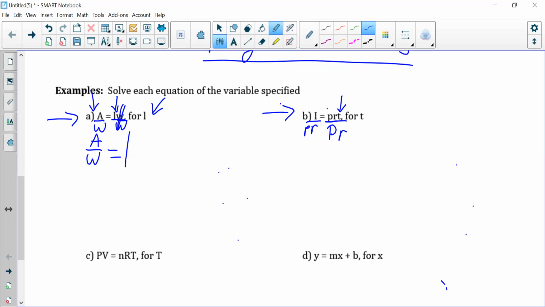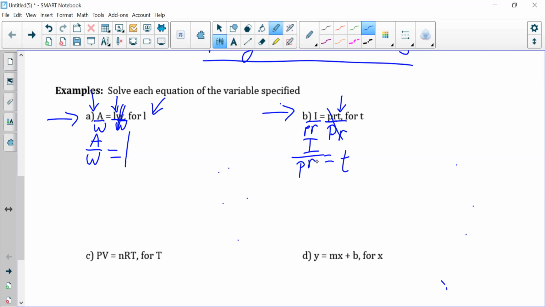P and R cancel over here. That leaves me with just T. What is I divided by PR? Once again, can we figure that out? Do we have numbers? No. So we leave it alone. This is not middle school, guys. We are going to end up with fractional answers, and that is absolutely okay.